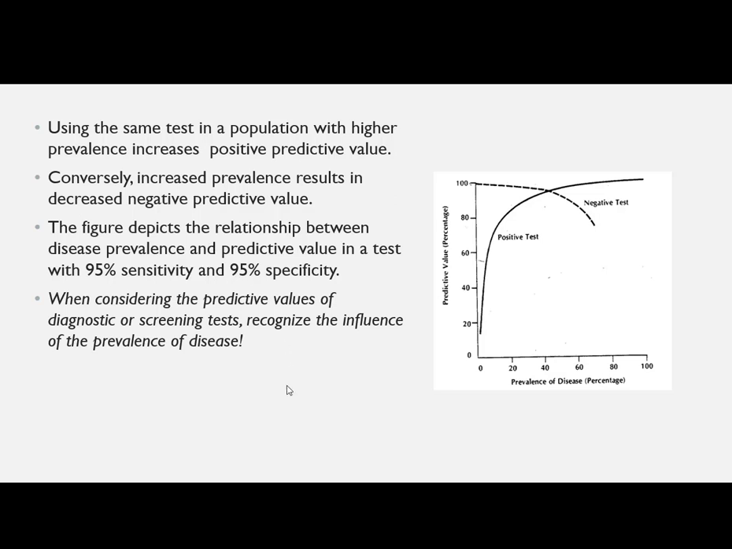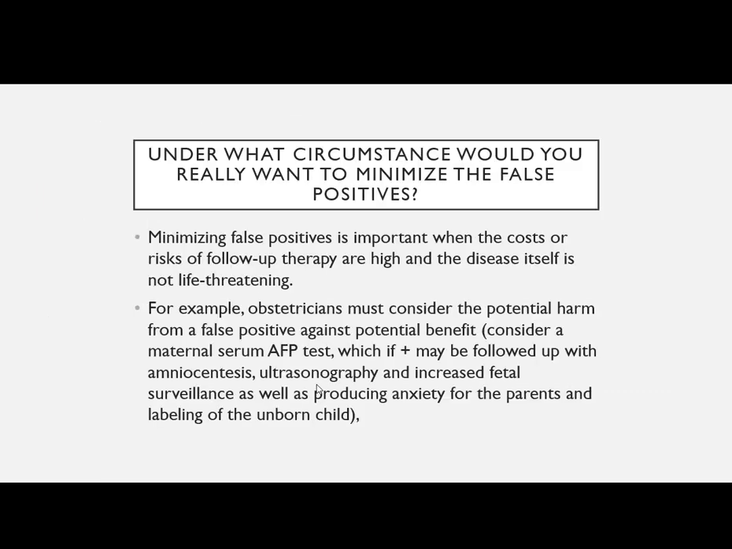Using the same test in a population with higher prevalence increases positive predictive value. Conversely, increased prevalence results in decreased negative predictive value. This figure depicts the relationship between disease prevalence and predictive value in a test with 95% sensitivity and 95% specificity. When considering the predictive values of diagnostic or screening tests, recognize the influence of the prevalence of the disease.